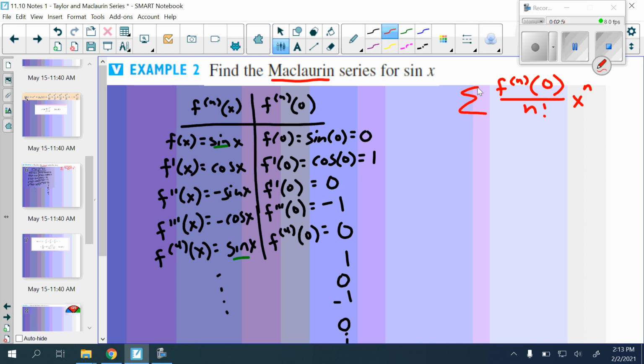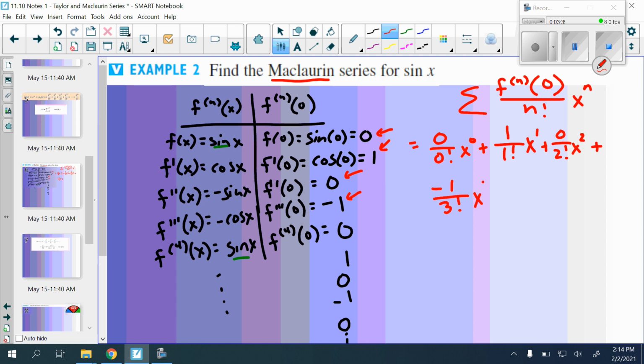Well, the first term would be putting 0 in here, so it'd be f to the 0, which is just our function evaluated at 0, which is going to come out to be 0 over 0 factorial times x to the 0. The next term would be the first derivative at 0, which comes out to be 1 over 1 factorial times x to the first power. The next one is going to be the second derivative at 0, which is 0 over 2 factorial x squared. The next one would be the third derivative at 0, so negative 1 over 3 factorial x to the third.